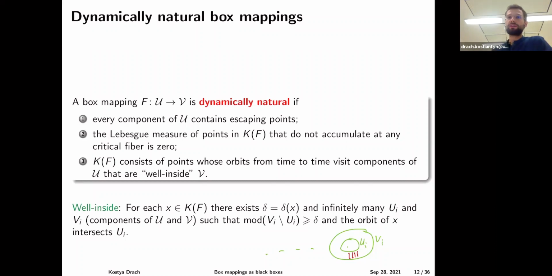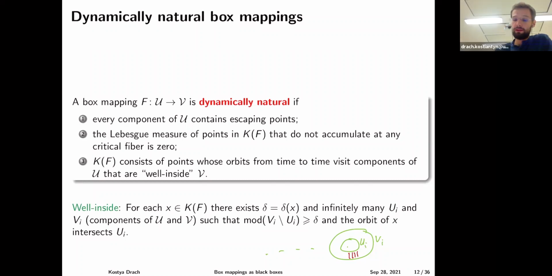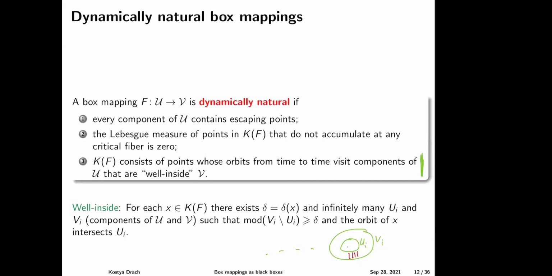If you think about it, it's extremely weak. So does this assume that there are infinitely many components of U? Well, if we have finitely many components, this is automatic, right? And if we have infinitely many components, then that's to be assumed. I see. Okay.